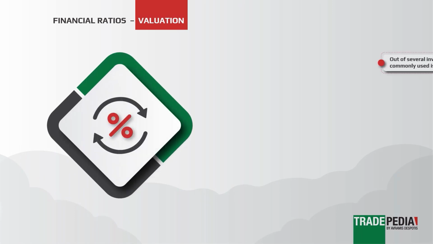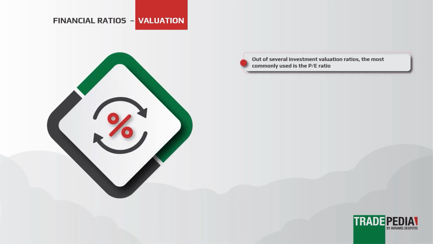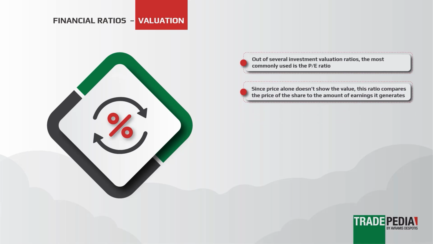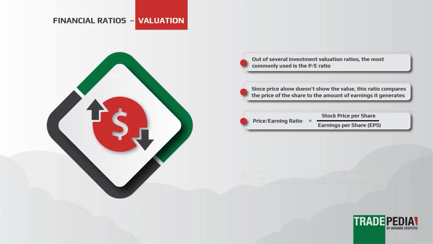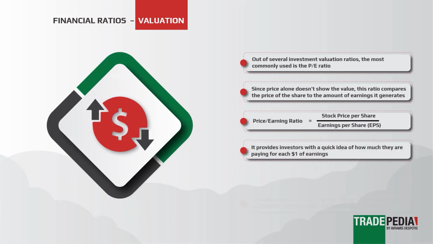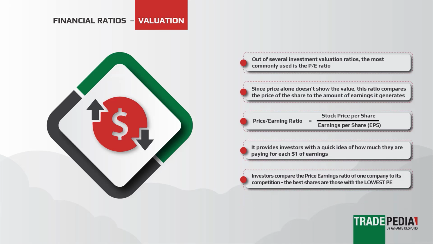On the valuation side, out of several investment valuation ratios, the most commonly used is the P/E ratio. Since the price alone doesn't show the value, this ratio compares the price of the company's share to the amount of earnings it generates. This ratio is calculated by dividing the price per share by the earnings generated per share. It provides investors with a quick idea of how much they are paying for each $1 of earnings. Investors should compare the P/E ratio of one company against its competition.